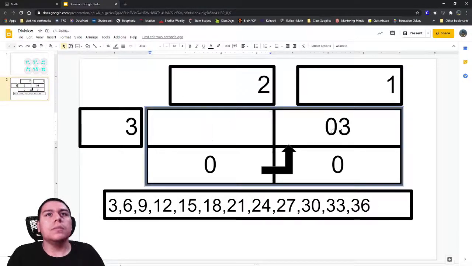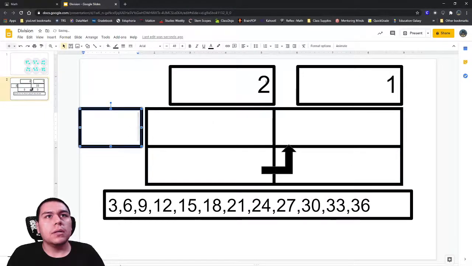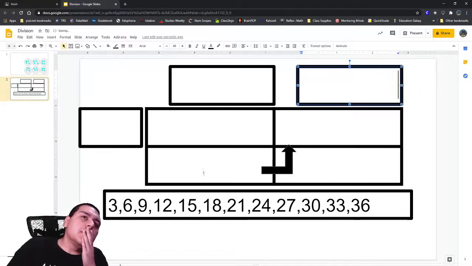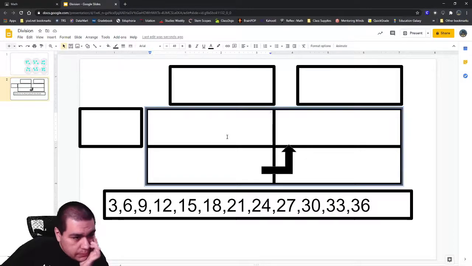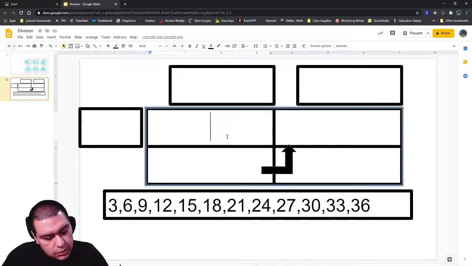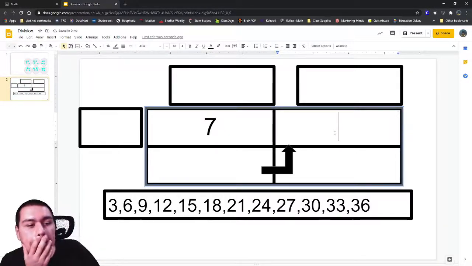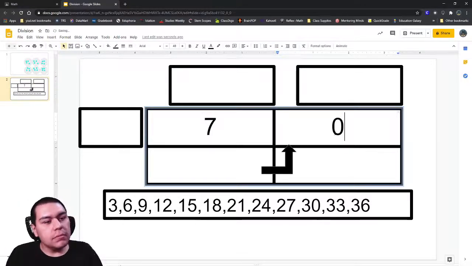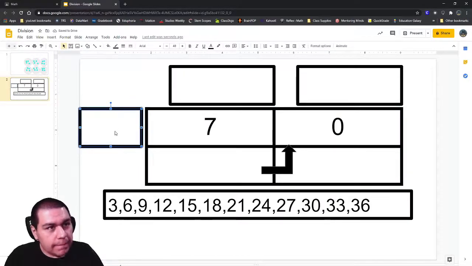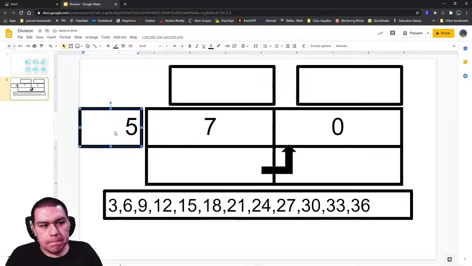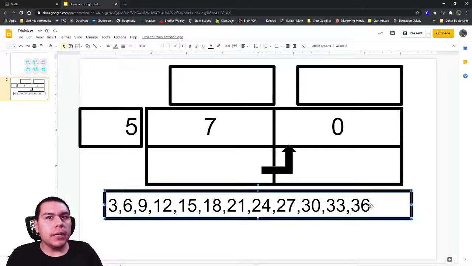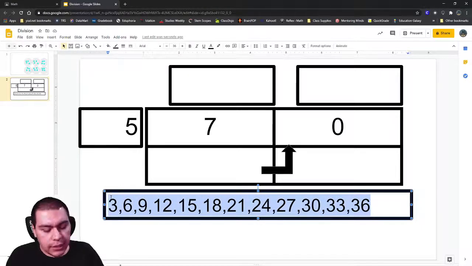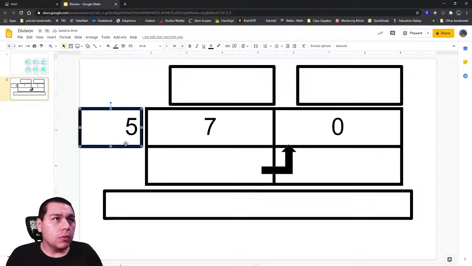Okay, let's try another one. Let's try a big number this time. We'll do 70, and we're going to put it in 5 groups. 70 divided by 5. So this time, instead of counting by 3s, we're making 5 groups. So we're going to count by 5s.